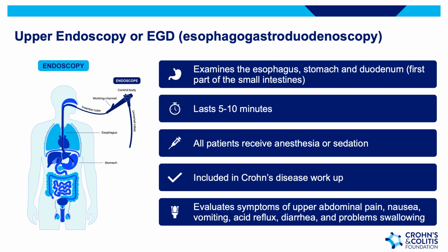The upper endoscopy, also referred to as EGD, examines the upper GI tract. So it looks at the esophagus, stomach, and the first part of the small intestines called the duodenum. And it looks at the first and second part of the duodenum. Usually an endoscopy lasts 5 to 10 minutes. Usually all patients receive anesthesia or sedation. This upper endoscopy is typically included in a Crohn's disease workup, but not usually in ulcerative colitis, and it evaluates symptoms of upper abdominal pain, nausea, vomiting, acid reflux, diarrhea, and dysphagia, which is also known as problem swallowing.